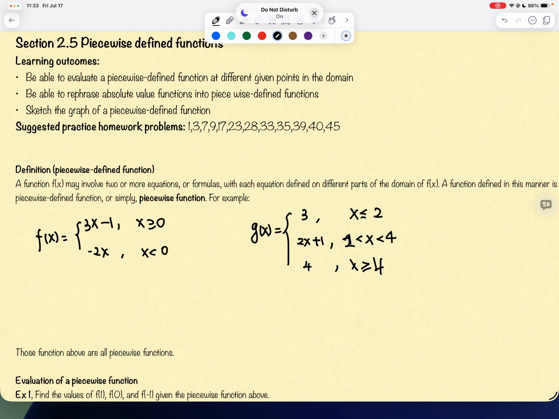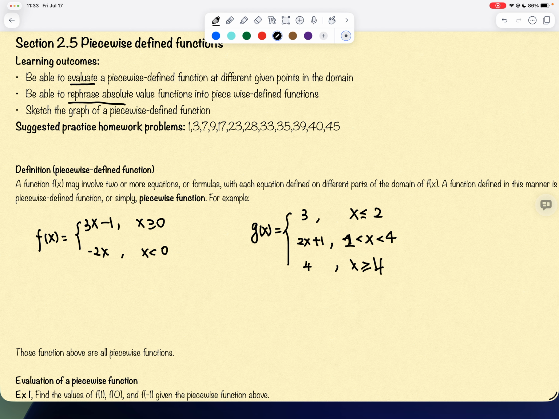Okay, so let's go over section 2.5, which is about piecewise defined functions. Well, in short, it's actually also called piecewise functions. What we want you to be able to do is, first of all, function evaluation. That is to say, to find values of a function at given points, which may not necessarily be a number. It could be some special expression, such as x plus h, or 2x minus 5, and so on and so forth. Second, you should be able to rephrase absolute value expressions as piecewise defined functions.